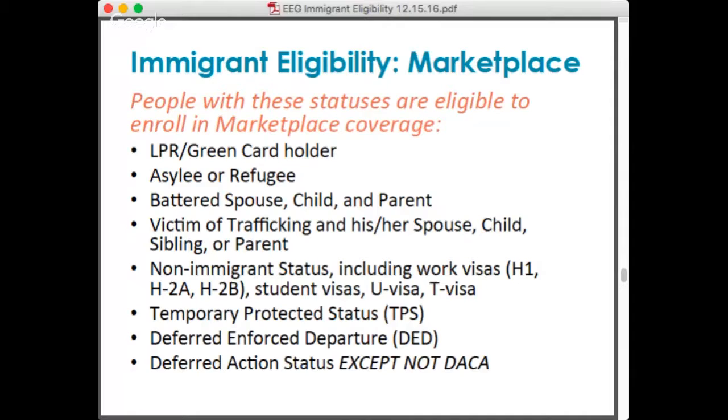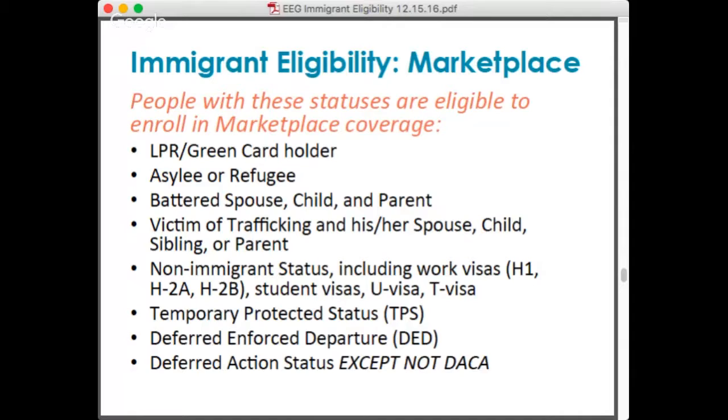This is where, when I said it's broader in terms of eligibility than Medicaid, this comes in. Some of these non-immigrant statuses, like a student visa, wouldn't be able to form the intent of being a Nebraska resident, since it's a temporary status. So you wouldn't be eligible for Medicaid in that way, but you could still apply for Marketplace coverage if you met the income requirements. Again, it's worth noting that deferred action statuses are generally eligible to enroll in Marketplace coverage, except not DACA. So that is important to note.